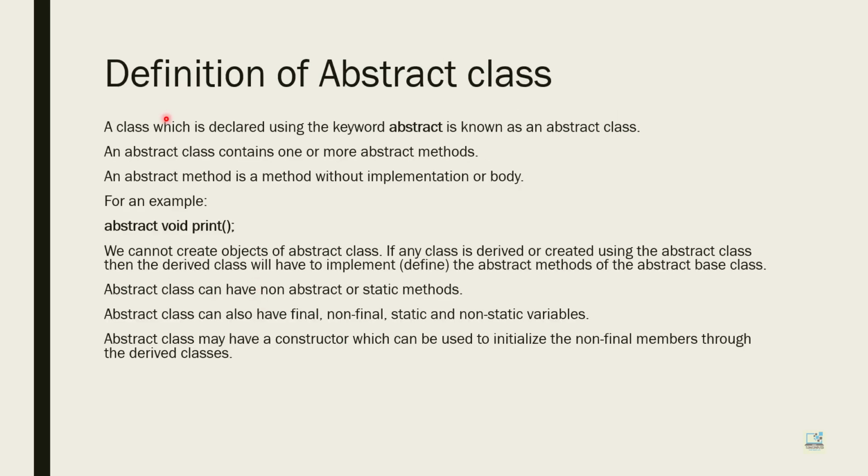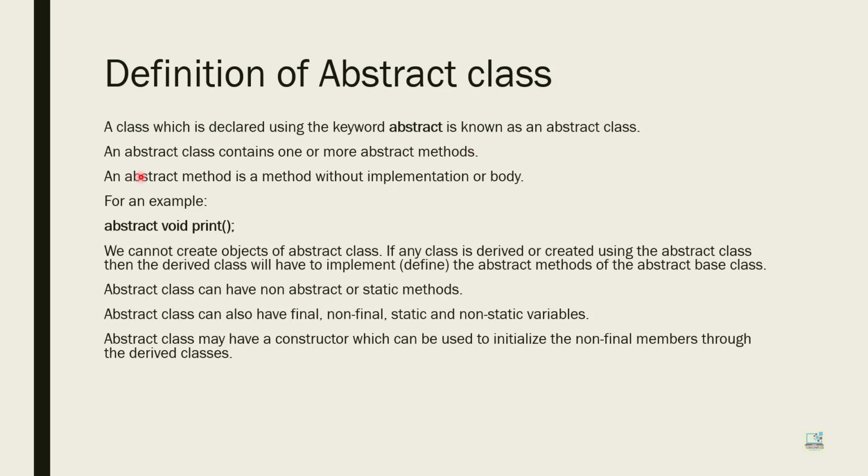Now what is the definition of abstract class? How can we define an abstract class? A class which is declared using the keyword abstract is known as an abstract class. By seeing any class you can easily tell if it is an abstract class because the class name will have the word abstract before it, like abstract class class1, like abstract class employee. If the class declaration begins with the word abstract, that means it is an abstract class.